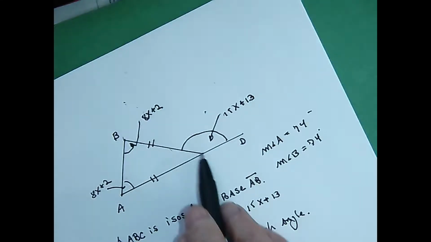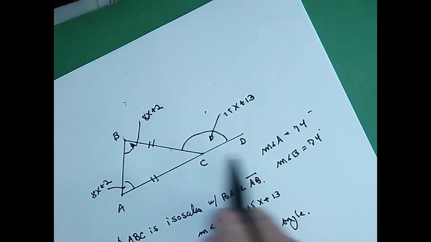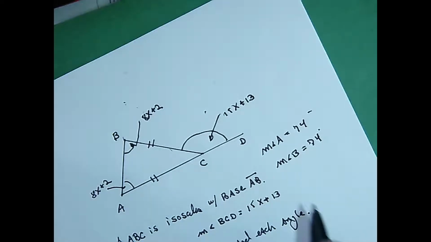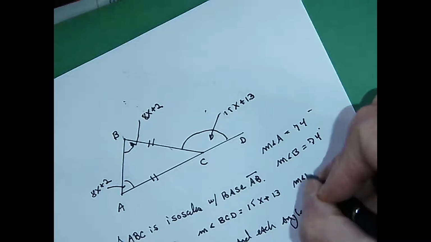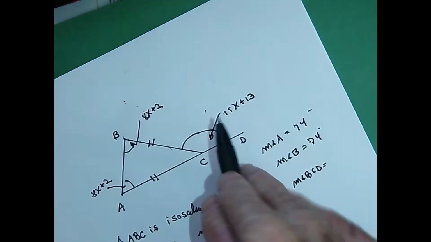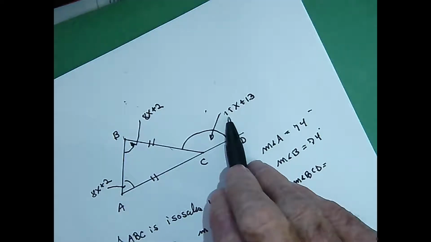That makes me think that this exterior angle better be 2 times 74, better be 148. Let's check on that measure of angle BCD. If x is truly 9, 15 times 9 is 135.